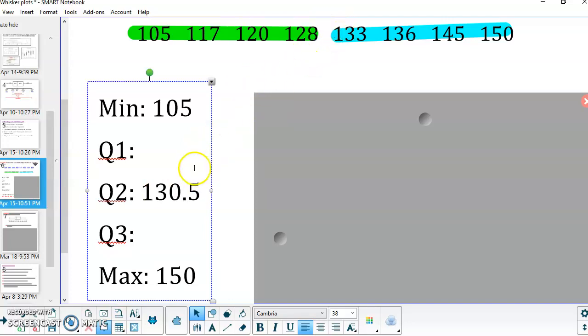Now, unlike what I did in the first example where I said we're just going to disregard that middle number, we're going to use everything. Everything in green is my lower quartile, everything in blue is my upper quartile. So now I've got to figure out my median of my lower quartile, the part that's in green. So I'm going to do 117 plus 120 and divide by 2. I get 118.5. And then for my quartile 3, I'm going to take 136 plus 145, divide by 2, and I get 140.5.